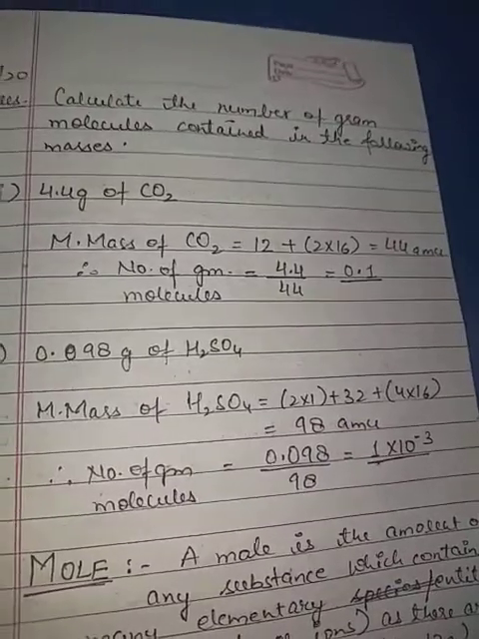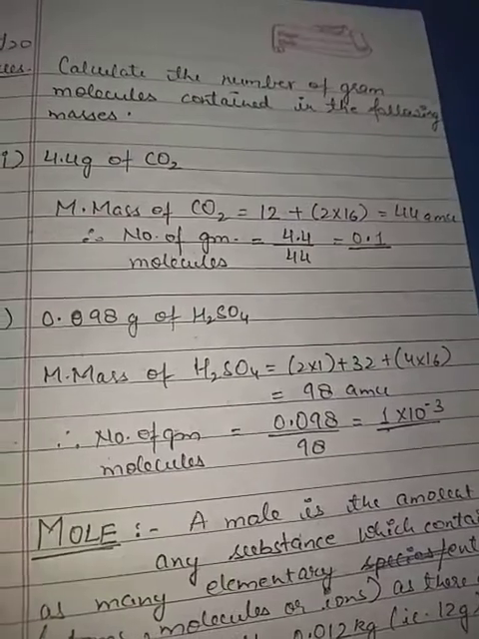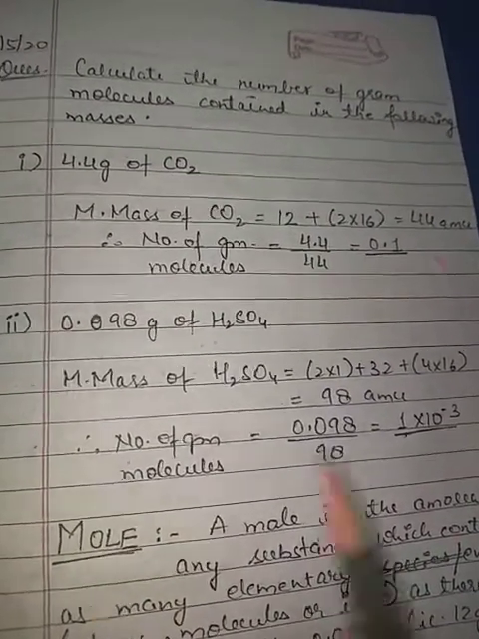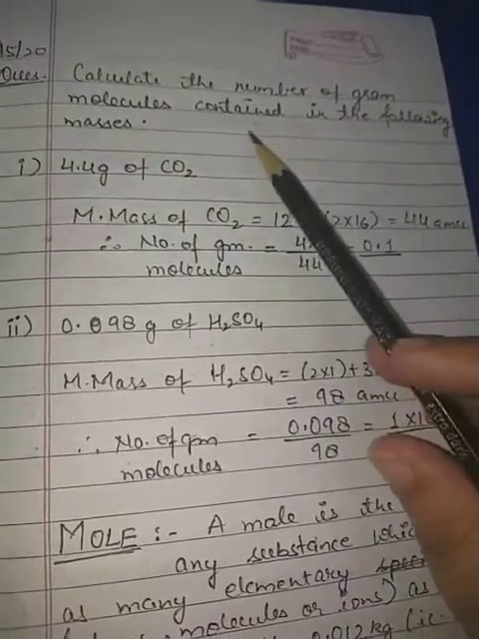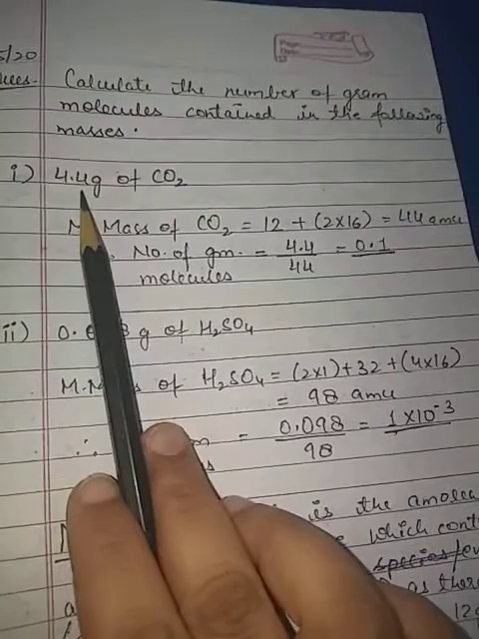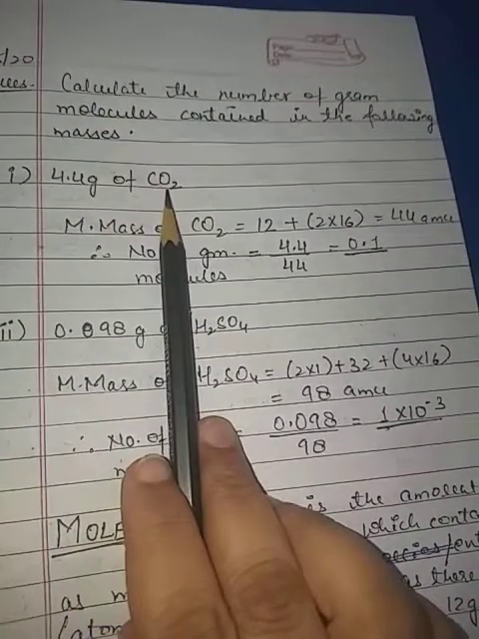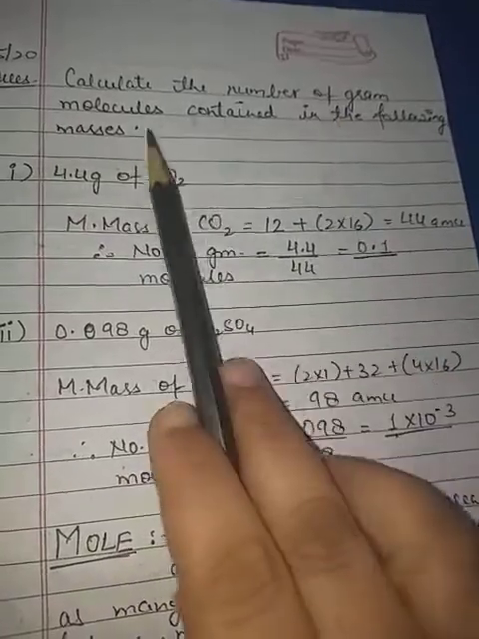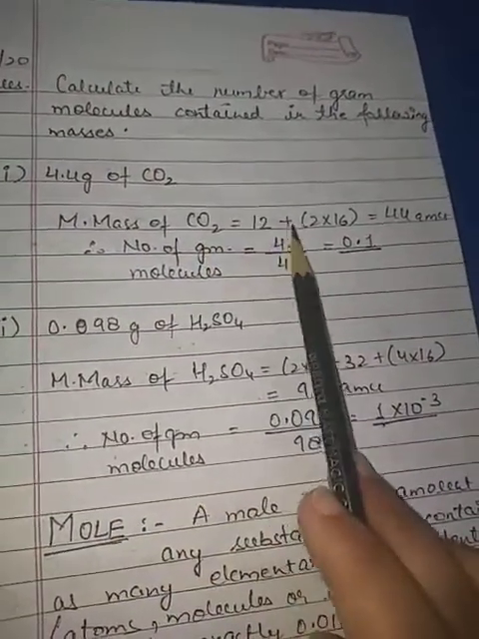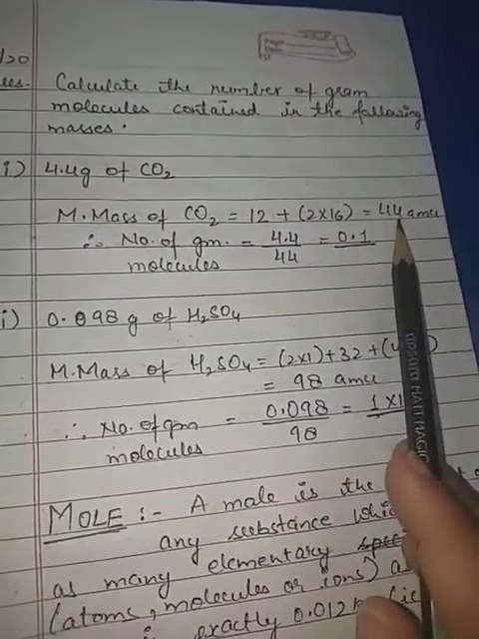Hello students, yesterday we studied gram molecular mass and today we will see how to calculate the number of gram molecules. Calculate the number of gram molecules contained in the following masses. The mass given is 4.4 gram of CO2. We know that the molecular mass of CO2 is 12 plus 2 into 16, that is 12 plus 32, 44 amu.